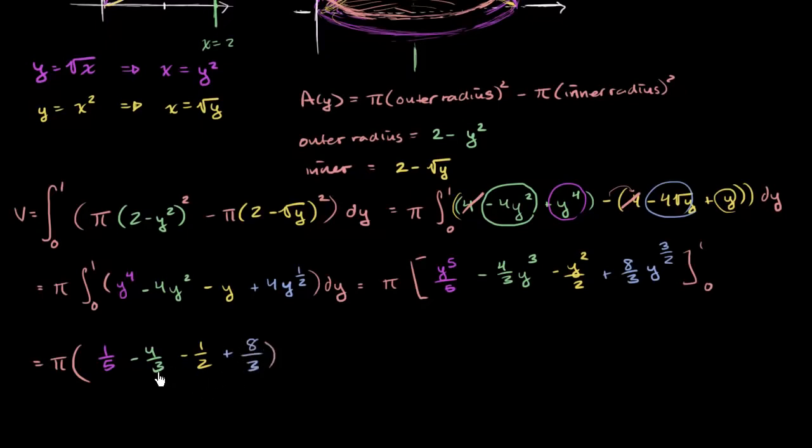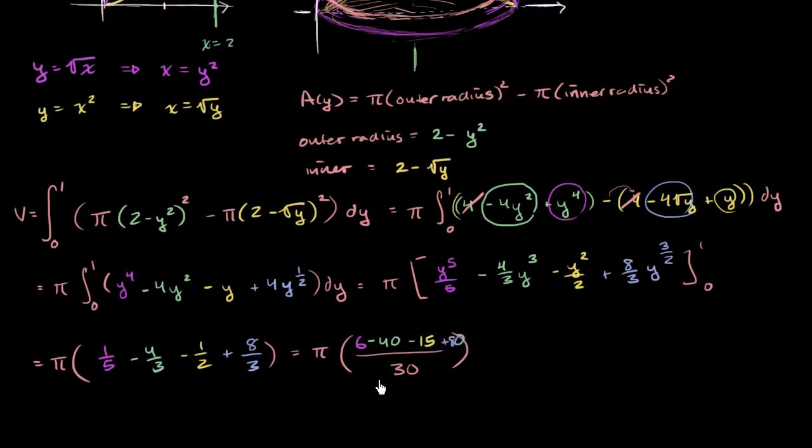Let's see, 5, a 3, and a 2. Looks like we're going to have a denominator of 30. So we could rewrite this as pi, and we could put everything over a denominator of 30. 1/5 is 6 over 30. 4/3 is 40 over 30. So this is minus 40 over 30. Negative 1/2, that's minus 15 over 30. And then finally, 8/3 is the same thing as 80 over 30. So that's plus 80.